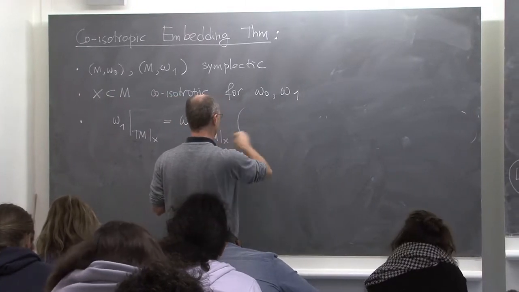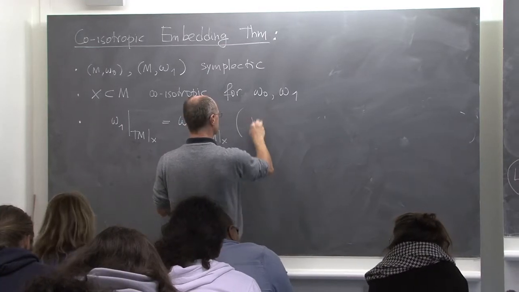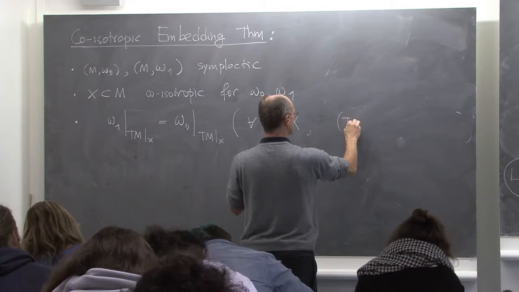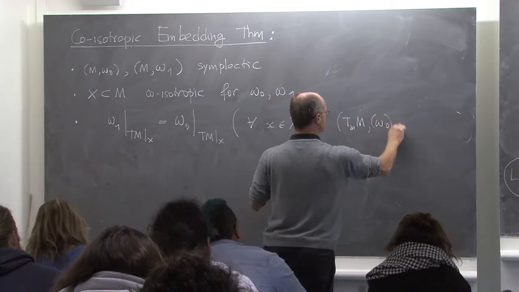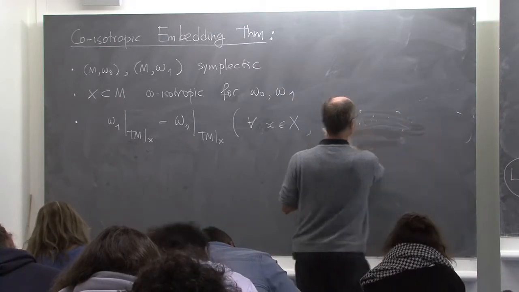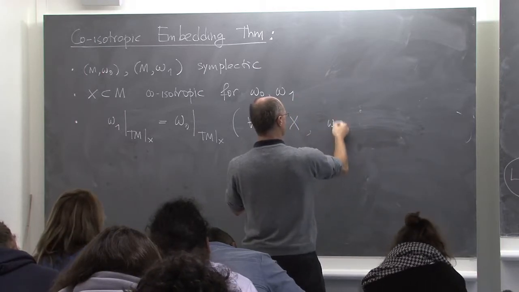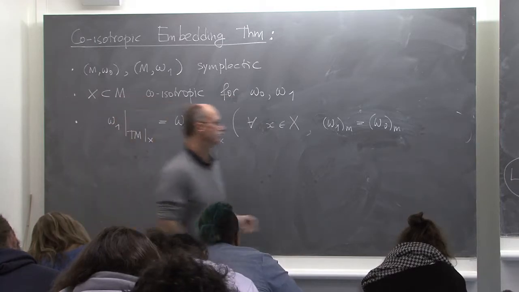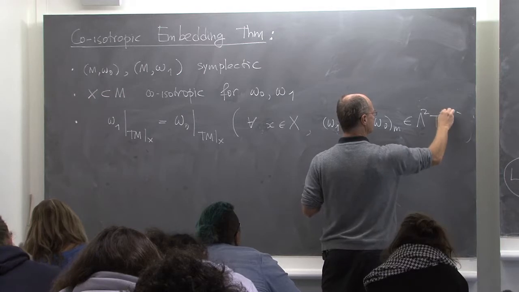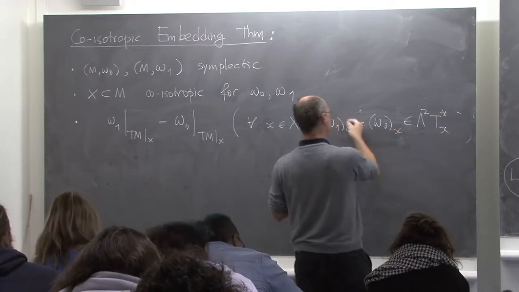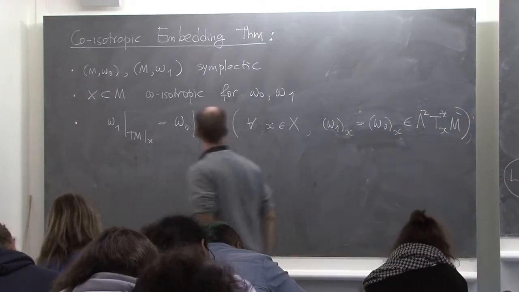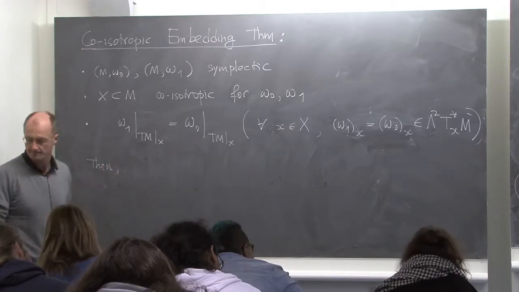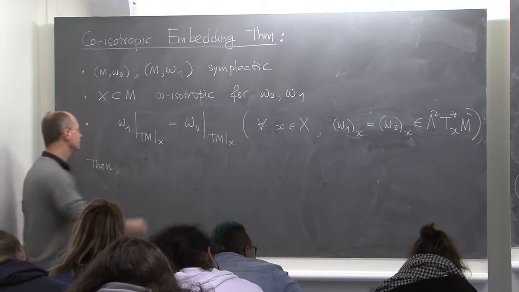Maybe one can also state it in the following way. For all x in X, omega 1 restricted to T_x M is just equal to omega naught restricted to T_x M. Right? They are living in the same space. So then there are open neighborhoods.